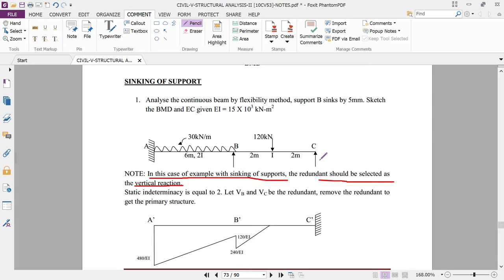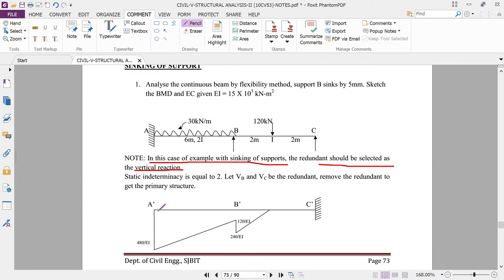C is the free support. Let's say VB and VC are the redundants. Sorry, A is not unknown. A is a fixed support, so here the moment reaction will be equal to 0, whereas B and C have the redundants. Remove the redundants to get the primary structure.